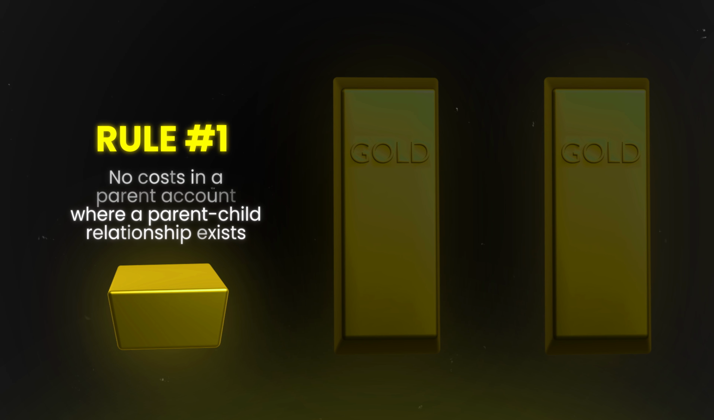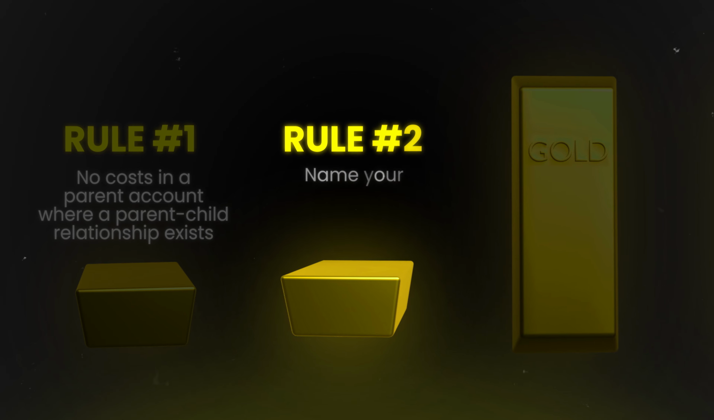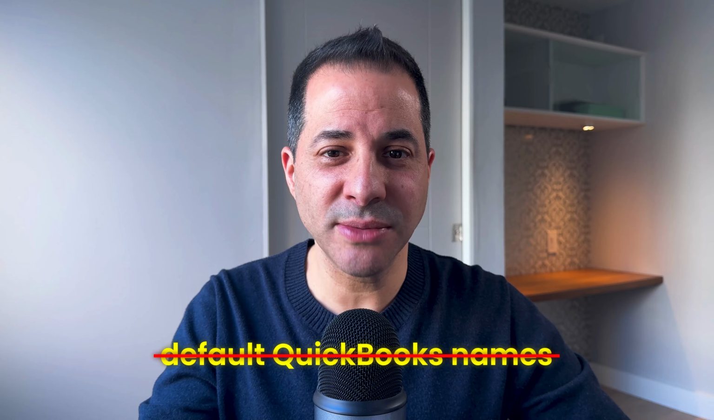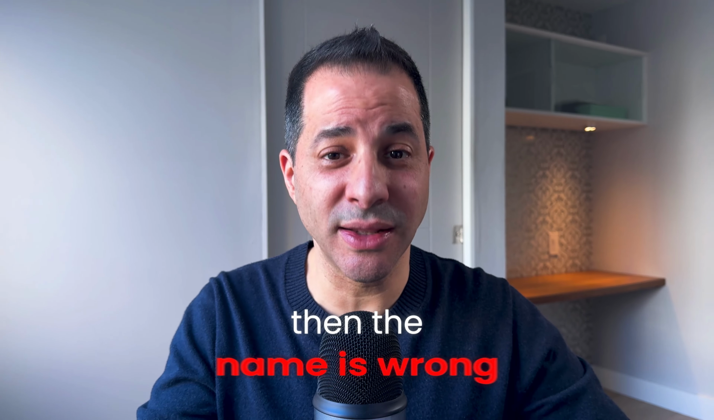Rule number 1, don't put any costs in a parent account where a parent-child relationship exists. If you have child accounts set up under a parent, then every transaction goes into a child account. Rule number 2, name your account so anyone knows what transactions live inside of it without having to click into it. Not the default QuickBooks names and not the default settings that your bookkeeper set up. If you can't tell what's inside of an account by just reading the name, then the name is wrong.